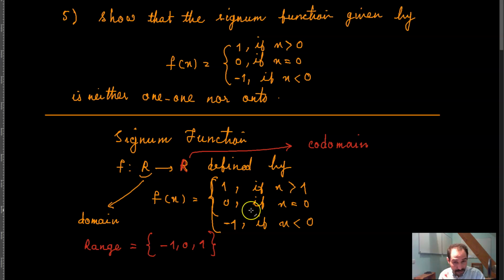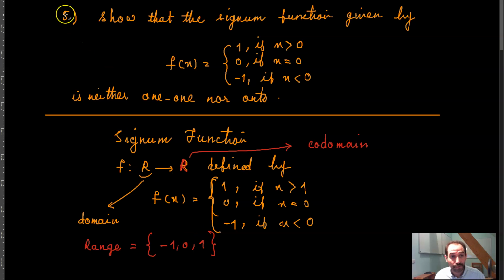And so you can see that the codomain is the set of all real numbers. The range is only these 3 numbers, which means that all the other numbers in the set of real numbers, which are not any of these 3 numbers, are members of the codomain that are not the image of any of the elements in the domain of the function.